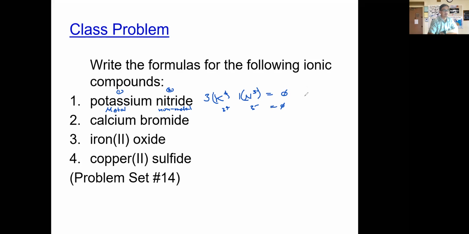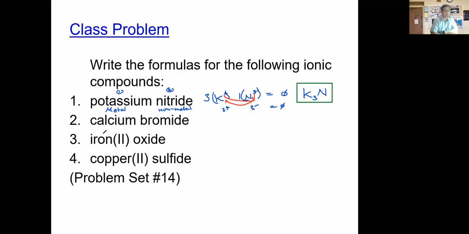Which means that when we go to write out the formula, we have to indicate that we have 3 potassiums and 1 nitride. And if you notice here in the formula, we do not include the charges. Now, the shortcut that you can take here is, if you take the number of the charge and just bring it down to each side, that's what you get right there. Okay, very good.